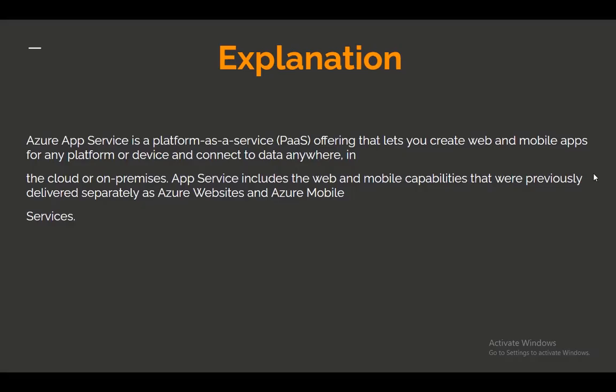Explanation: Azure App Service is a platform as a service offering that lets you create web and mobile apps for any platform or device and connect to data anywhere, in the cloud or on-premises. App Service includes the web and mobile capabilities that were previously delivered separately as Azure Websites and Azure Mobile Services.